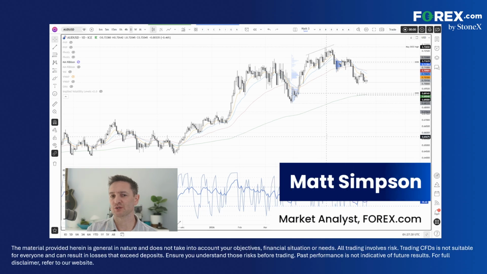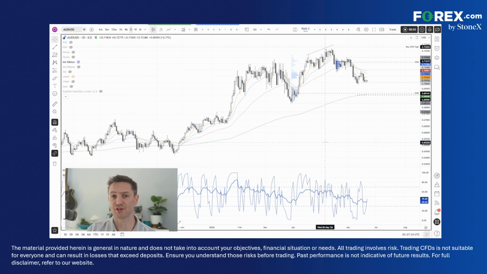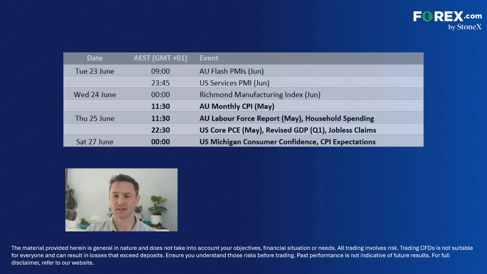Want to catch up on the Aussie dollar because it did a really good job last week of holding above 70 cents despite a hawkish Fed, higher US dollar, and not so hawkish RBA. Now, we've got quite a big data week for Aussie dollar traders because domestically we've got inflation, household spending, and employment data. And from the US, we've got core PCE inflation as well.